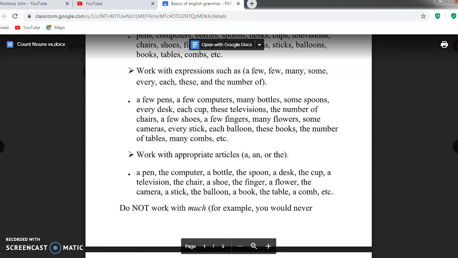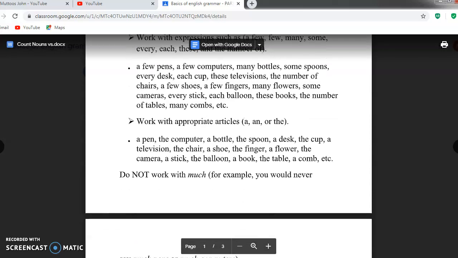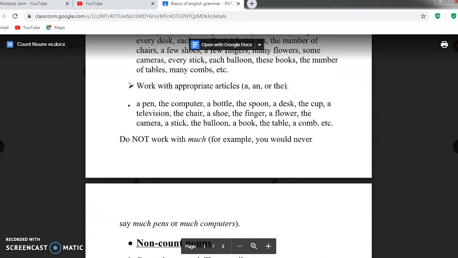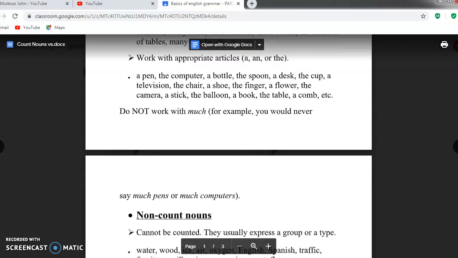You can add expressions such as a few pens, a few computers, many bottles, some spoons, every desk. You can work with the appropriate articles such as a, an, or the. A pen, the computer, a bottle, the spoon, a desk, the cup, a television. These are the countable nouns.